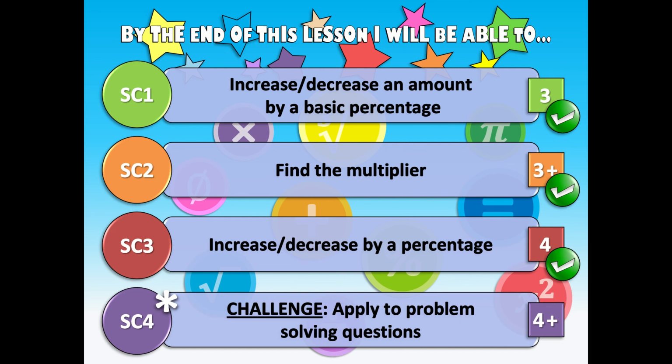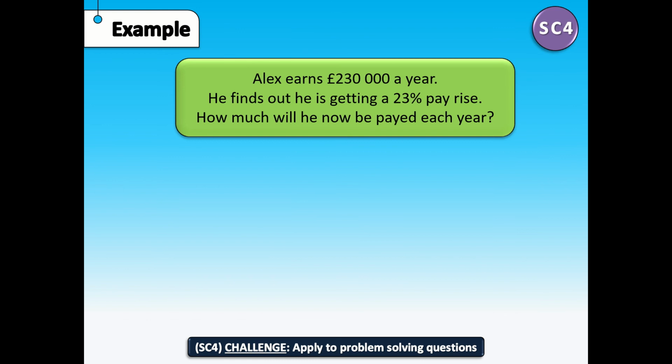So now we've completed success criteria 3, so we're going to move on to number 4, and this is to apply to problem solving questions. So Alex earns £230,000 a year. He finds out he's getting a 23% pay rise. How much will he now be paid each year?